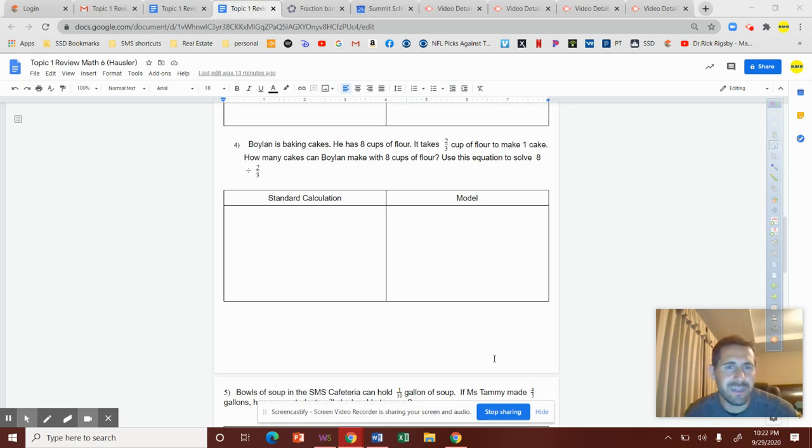Question number 4 here. Boylan is baking cakes. He has 8 cups of flour. It takes 2/3 cup of flour to make 1 cake. How many cakes can Boylan make with 8 cups of flour? Use this equation to solve: 8 divided by 2/3.